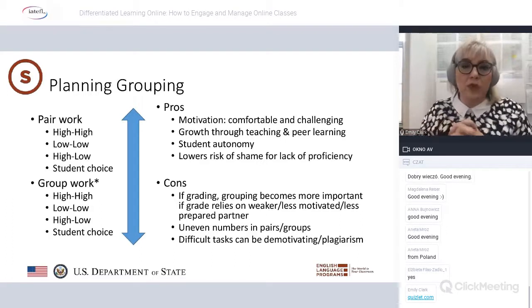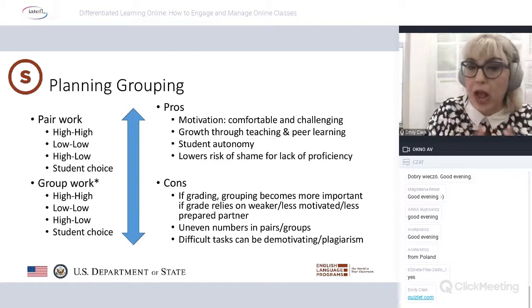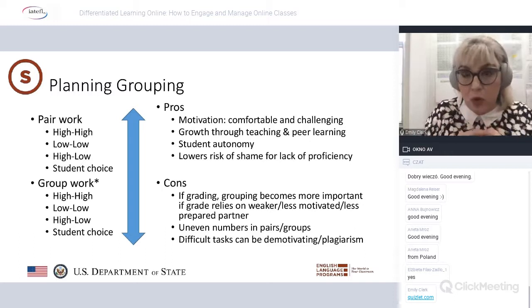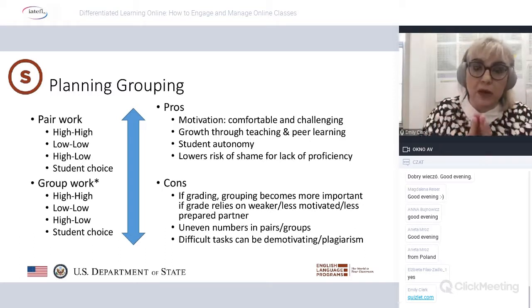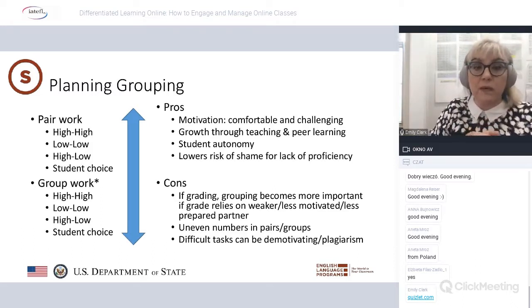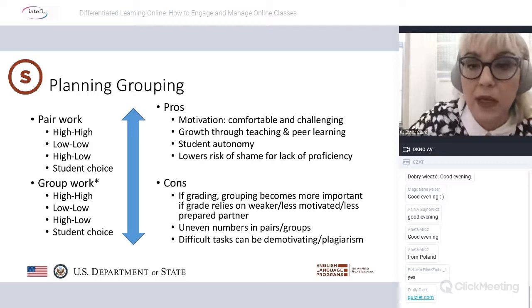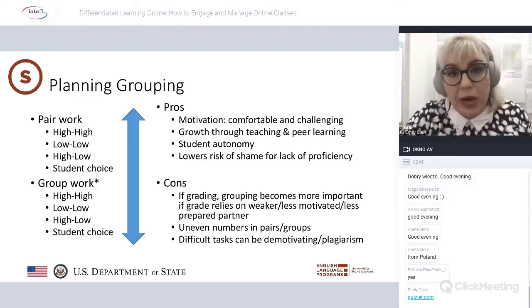You may decide that you want two students that both have a high level of English in this particular course. And consequently, two students that are on the lower end of that spectrum. You may decide that you want a student who's really high proficiency with a lower student so that they can help them. You may let the students choose their own. And again, often they know their own ability fairly well.